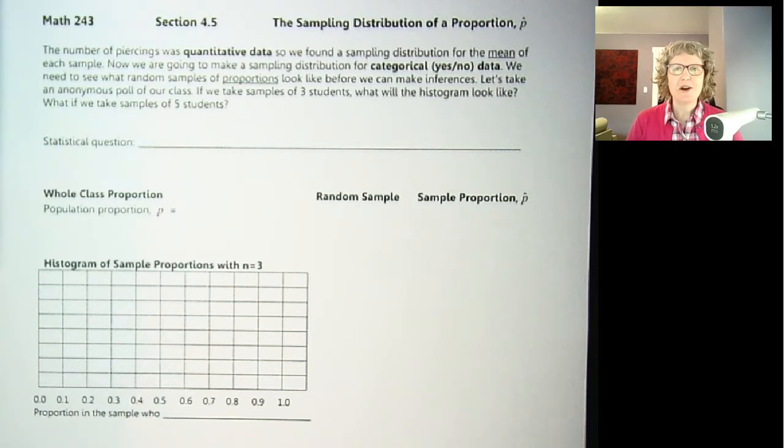Hello, in this video we're going to continue our work with sampling distributions, or the distribution of random samples. Instead of looking at means, we're going to look at proportions. So some things are a little similar, some things are a little different.